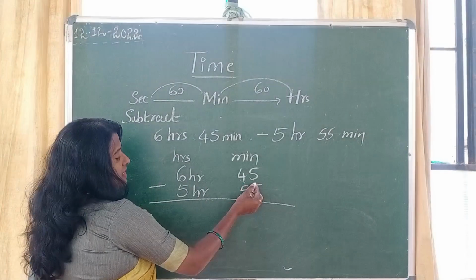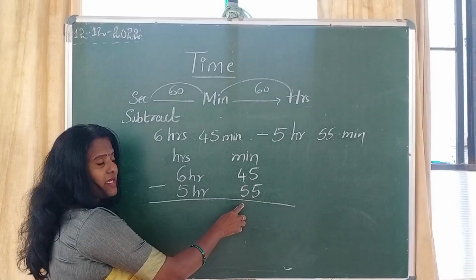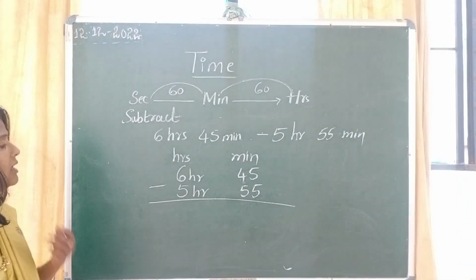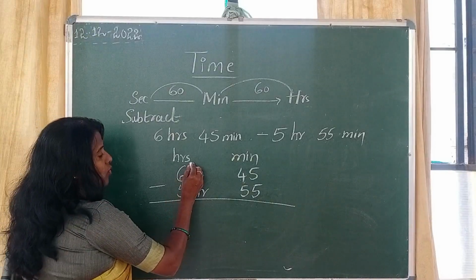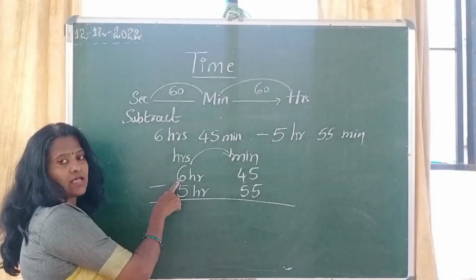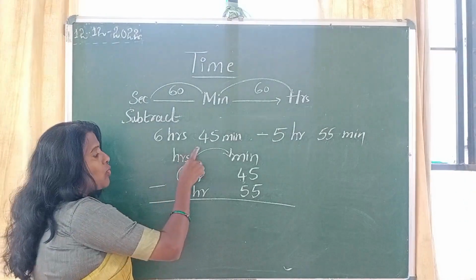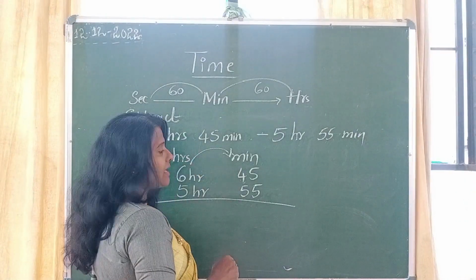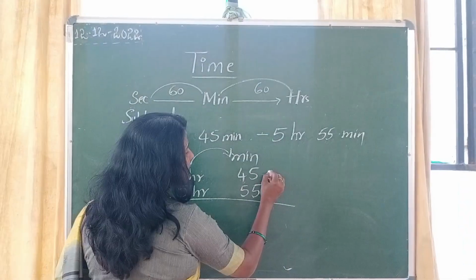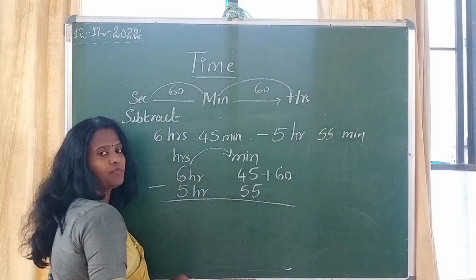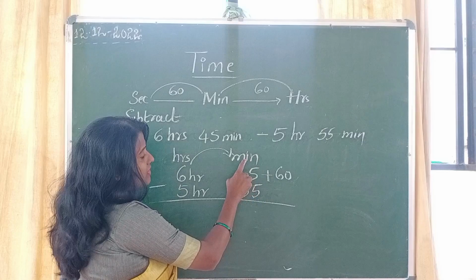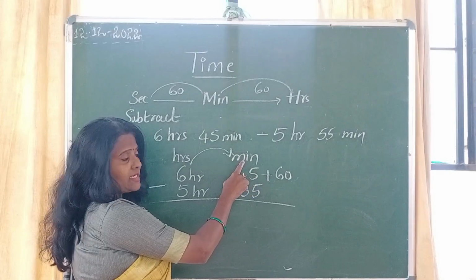So therefore here in 45 minutes we cannot subtract 55. Therefore you have to borrow 1 hour from this 6 hour. When you borrow 1 hour to minutes, 1 hour means how many minutes? 60. So this will become plus 60 now. We are borrowing 1 hour, but that 1 hour we are converting into minutes.